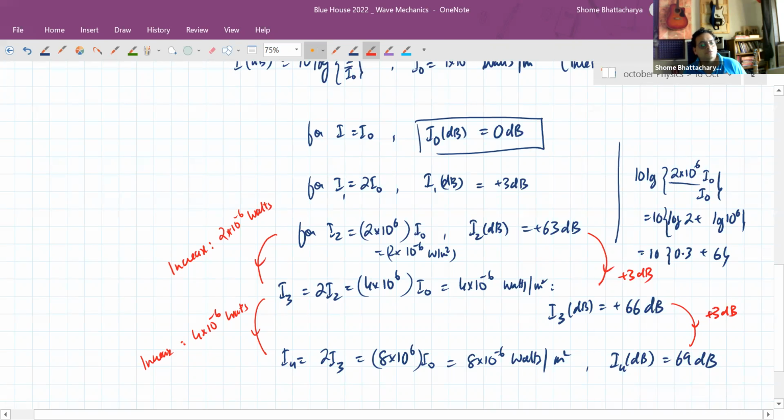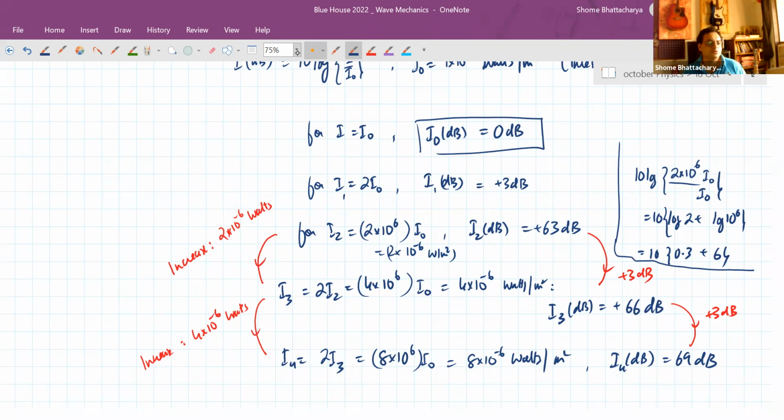As it turns out, when we do a listening test, a hearing test for these kind of changes in intensity, we will not feel like going from I3 to I4 is double the change as going from I2 to I3. We will actually feel like it's the same amount of change. So that is what we mean by saying that our perception of intensity of sound is logarithmic instead of being linear.